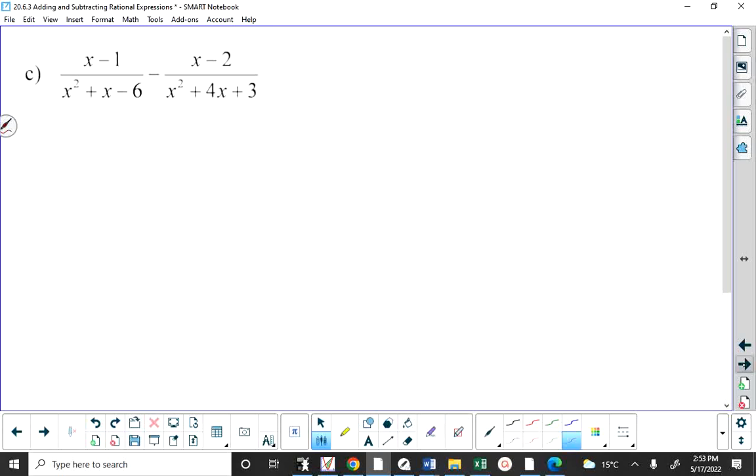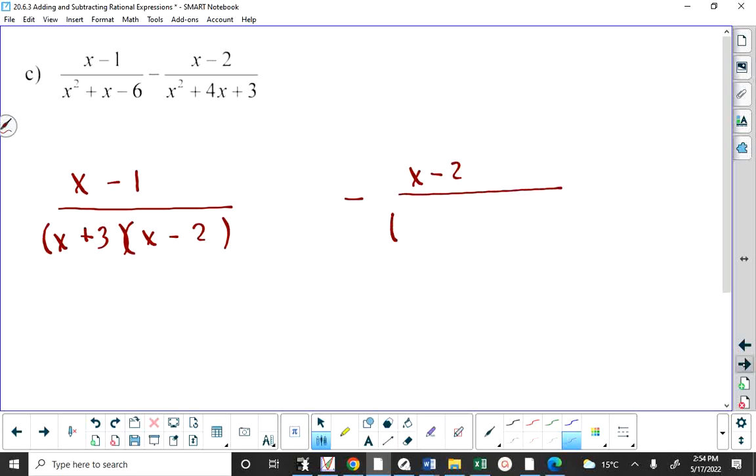So what's the lowest common denominator? There's nobody that can see what the lowest common denominator is here without factoring. Okay. So we have x minus 1 over, we're going to factor this, two numbers that multiply to give negative 6 and add to give positive 1 would be 3 and negative 2. Minus x minus 2 over two numbers that multiply to give 3 and add to give 4 would be these. So I would like everybody to give some thought as to what the lowest common denominator is.